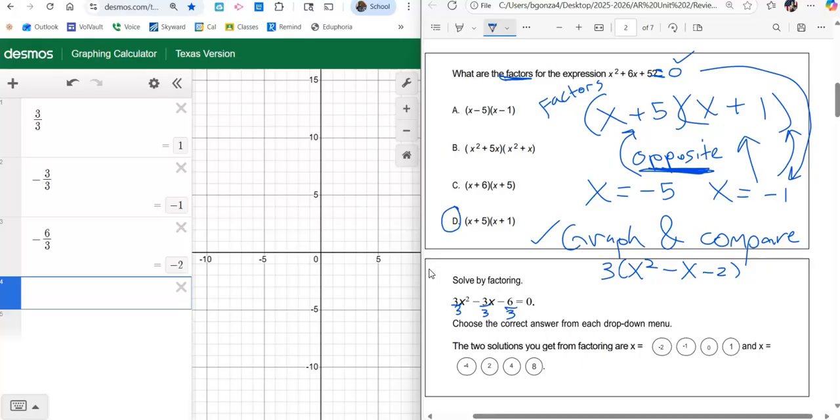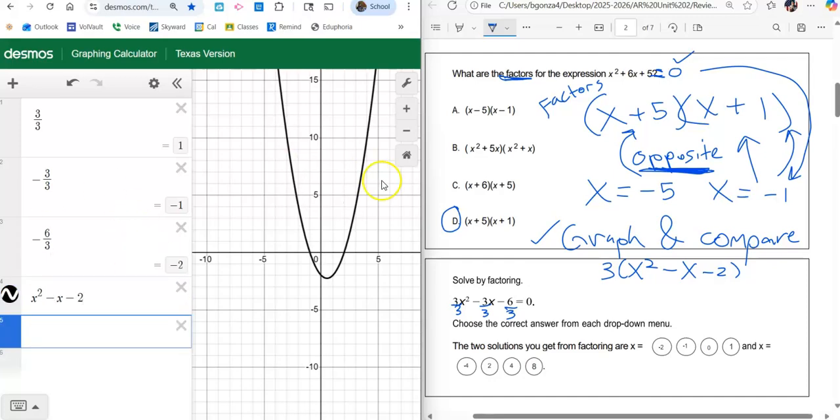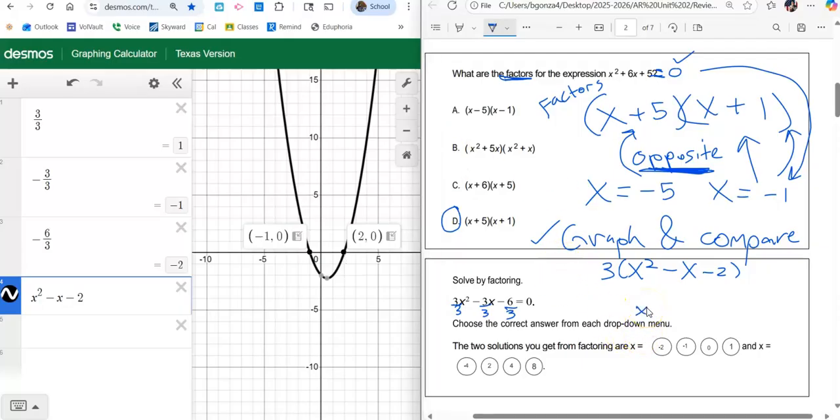Now I can factor this by solving. Type it into the calculator. X squared minus x minus 2. And my solutions are negative 1 and positive 2. Okay, so x equals negative 1 and x equals positive 2. And that is solving. Those are solutions.